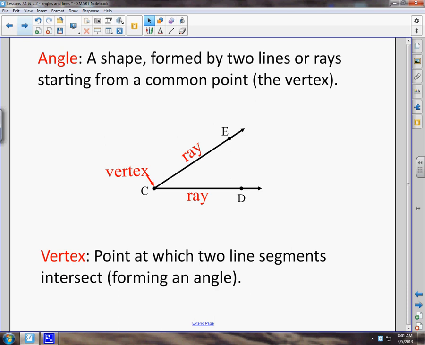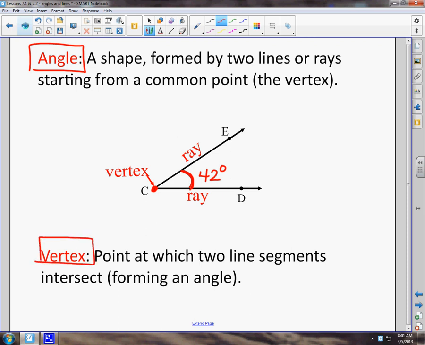Okay, angle. So write down angle and vertex. Here's angle. It is a shape formed by two lines or rays starting from a common point, the vertex. So here is an example. So you're going to want to write vertex. Now this is the angle, and normally they say it in a degree. So if I were to take out a protractor, I could measure this and say, oh, this is 42 degrees. And then they would say, oh, that's the angle C, and it's 42 degrees. A vertex is the point at which two line segments intersect. So it's this point C is the vertex. It's kind of like the middle of the angle.